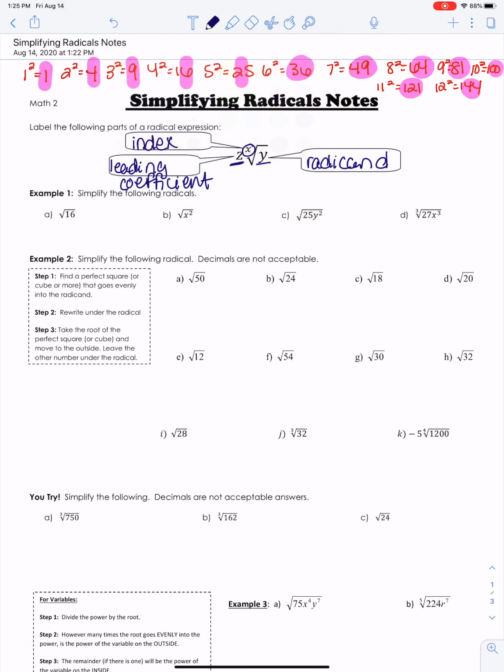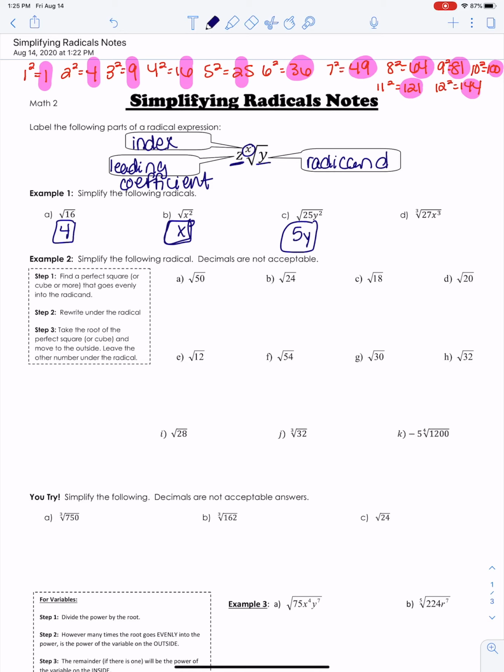Okay, so for the first one, the square root of 16. Well, 16 is a perfect square. It's up in our list at the top. So the square root of 16 is 4. Because when you're taking the square root, it's just asking what times itself is going to give you that number. When you have a variable, like on B, the square root of x squared is just going to be x. That 2 is going to go away. We're going to get into variables a little bit deeper later. But for right now, if it's an x squared and you're taking the square root, it's just going to turn into x. All right, on C, we've got 2 parts. So the square root of 25 is 5. The square root of y squared is y.